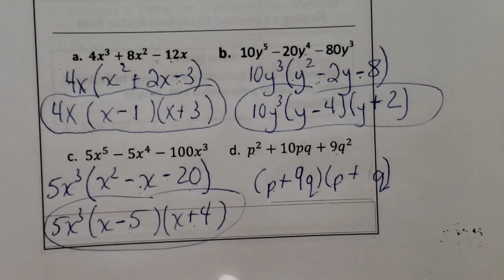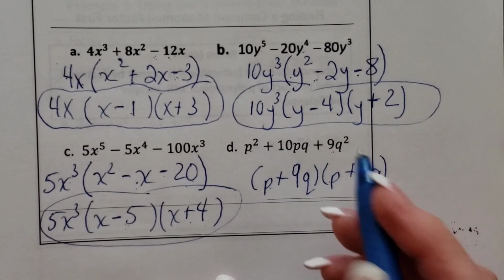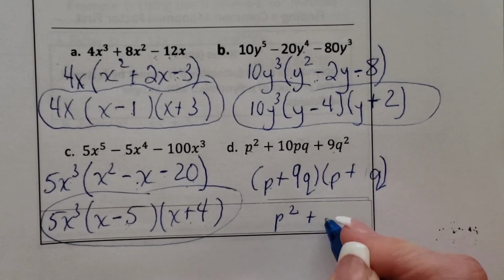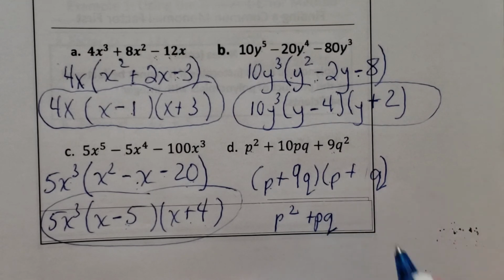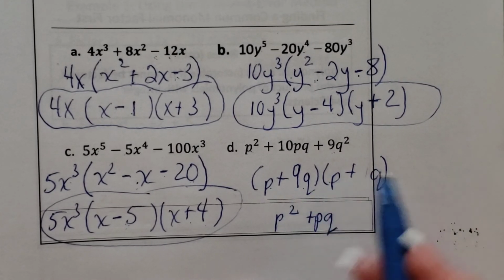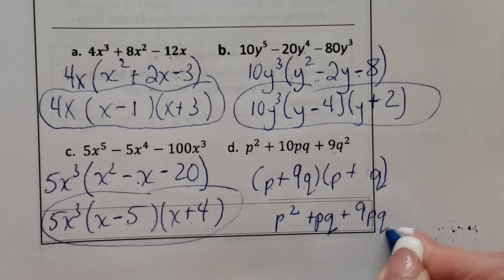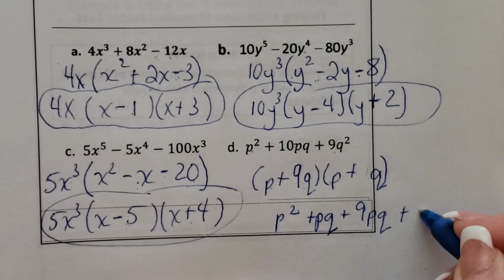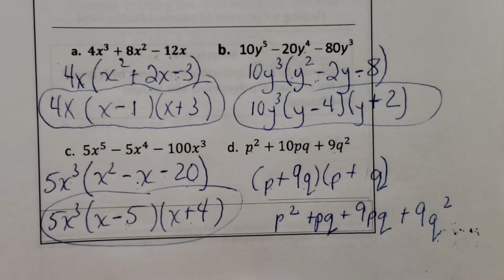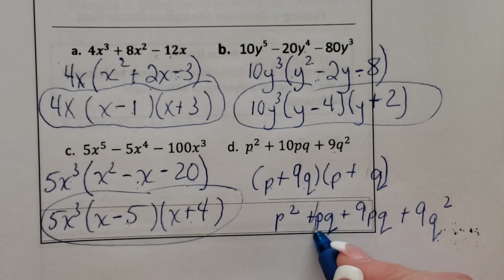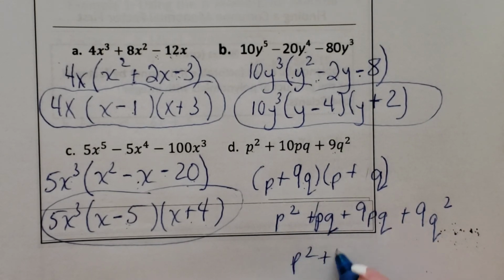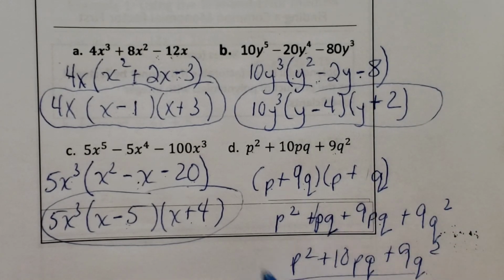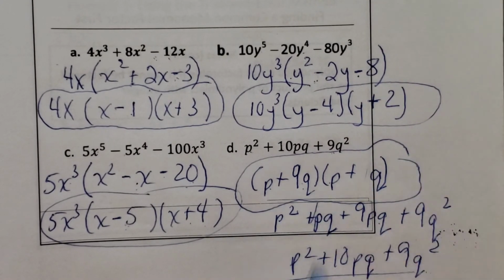All right, so let's FOIL that, see if we get this. P times p is p squared. P times q is 1pq. 9q times p is 9pq. And then 9q times q is 9q squared. If I combine like terms, 1pq plus 9pq is 10pq. And that's what I started with, so I know this answer is right.